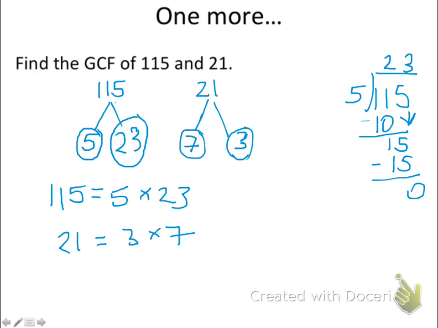So what does that mean their GCF is? If they don't have any common factors, what's their GCF? All numbers have a GCF. If you can't find a larger one, the greatest common factor that they share would be 1. So in this situation with 115 and 21, the greatest common factor is 1.